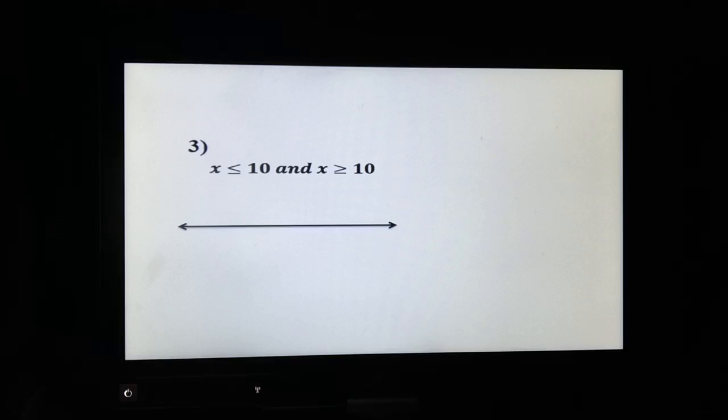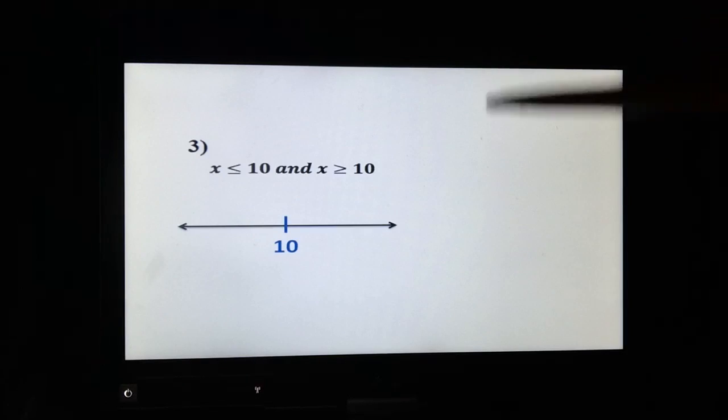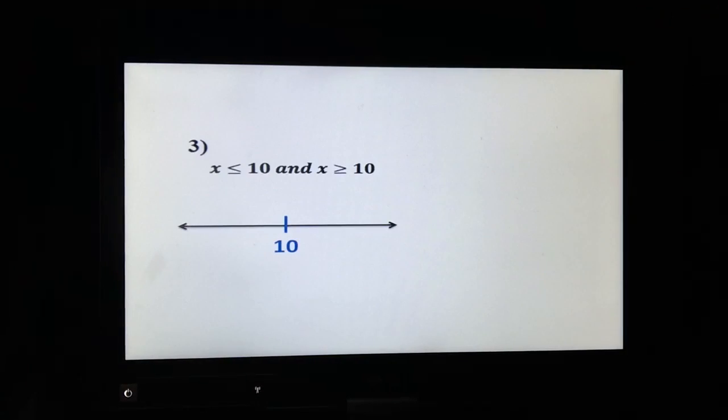All right, guys, so hopefully you got this right. Now, again, we have x is less than or equal to 10 and greater than or equal to 10. We're going to put the 10 on there, okay? Now, in both of these, we have or equal to bars. You can see we have an or equal to bar here. We have one right here. So there's going to be two closed circles, a blue one and a green one.